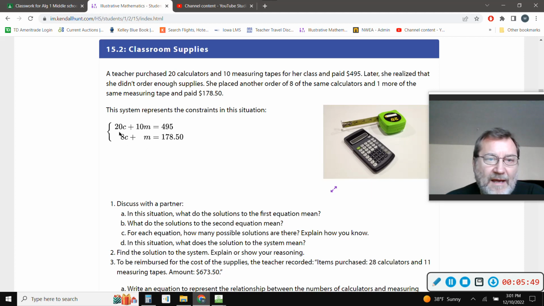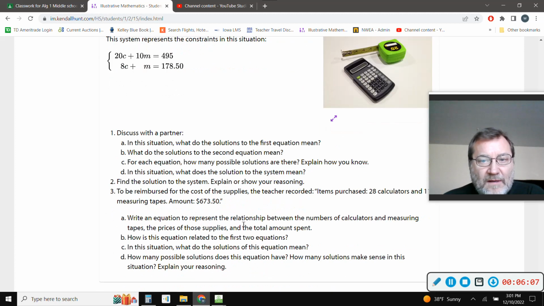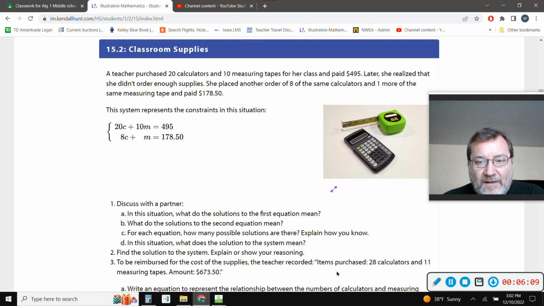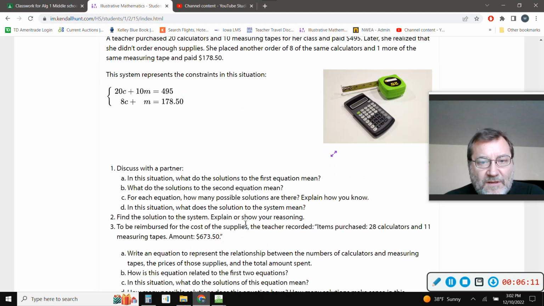If I buy 8 calculators and I was to buy 1 more measuring tape, then it would cost this much. So we can go through and do some ways that we can try to figure this thing out so that we can find a way to solve this. They want us to find the solution, explain, and show the reasoning.